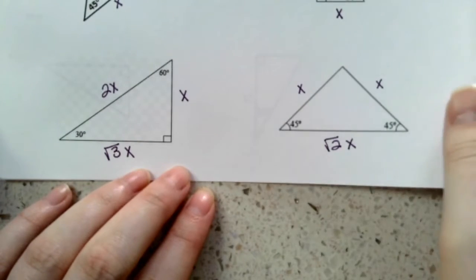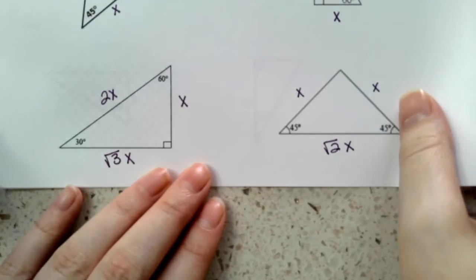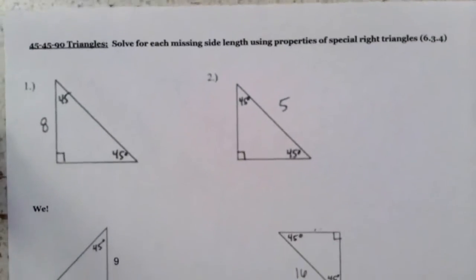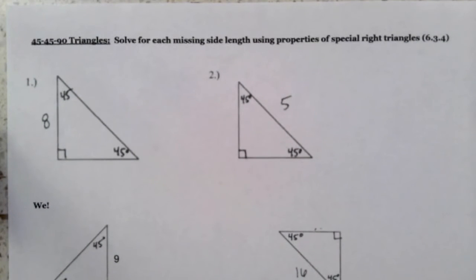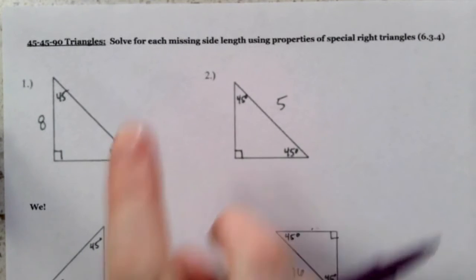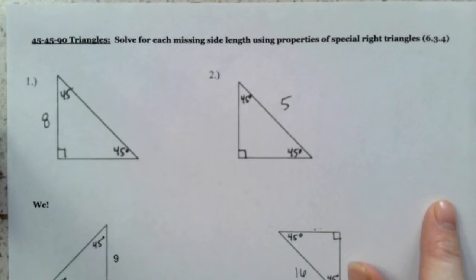So that's the 2.0 level, but the 3.0 level is what we're really concerned about, which is actually using this to solve problems. So let's do that. So the first thing that I want to do when actually finding missing sides, so this says solve for each missing side length, is I want to go ahead and label. That's why labeling is so important.